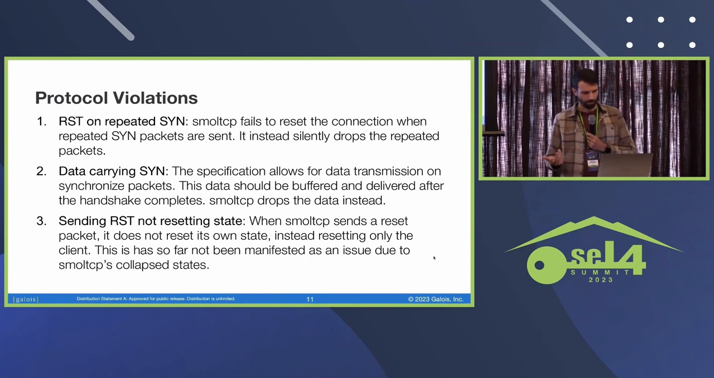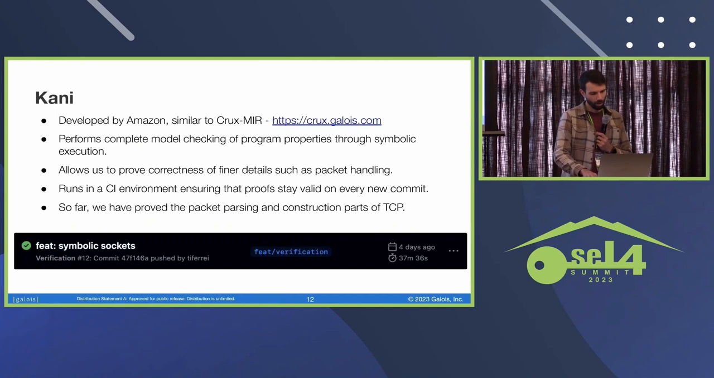And yeah, so there's a couple of violations we found. In terms of Kani, which is the symbolic execution engine developed by Amazon, similar to our in-house tool, what you do here is you perform model checking of the program properties through symbolic execution. And as such, it allows us to prove correctness of finer details such as packet handling, serialization of the code, and so on. So again, Prognosis is kind of the more high-level view.